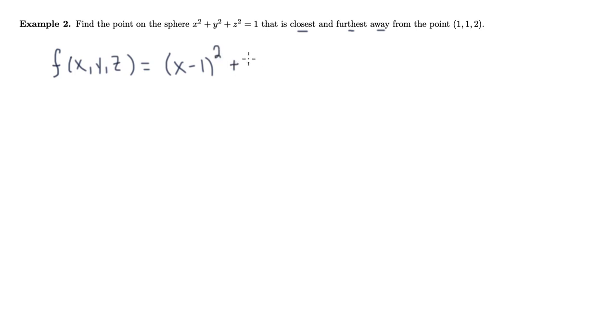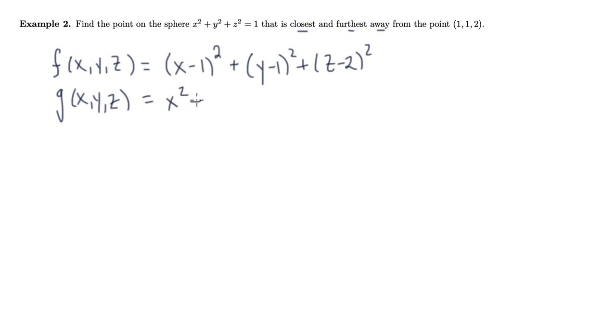So the distance squared is going to be (x minus 1) squared plus (y minus 1) squared plus (z minus 2) squared. And our constraint is x squared plus y squared plus z squared, and we need that constraint function to be equal to 1. Okay, so let's set the gradients equal to each other, or equal to a multiple of each other. So the gradient of f, we want that to be a scalar multiple of the gradient of g.